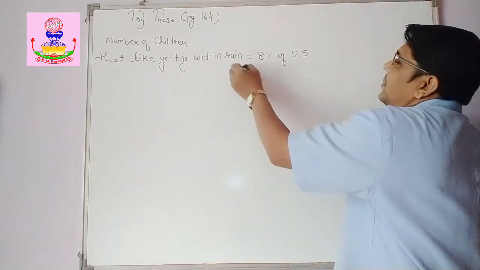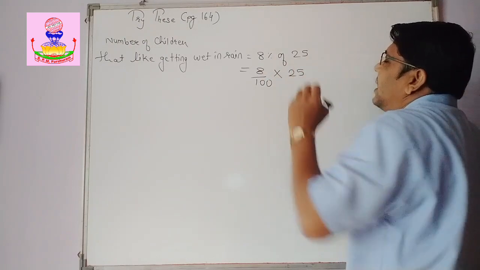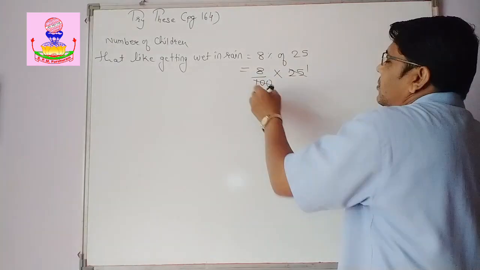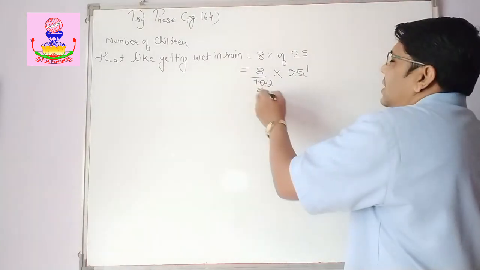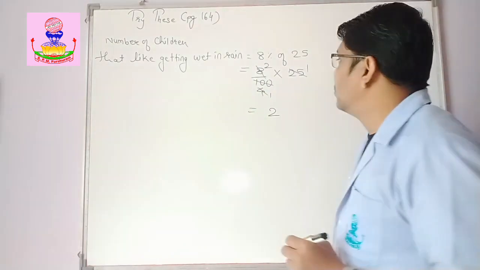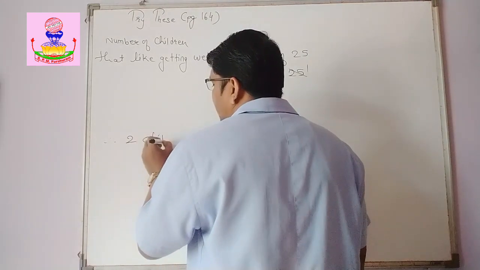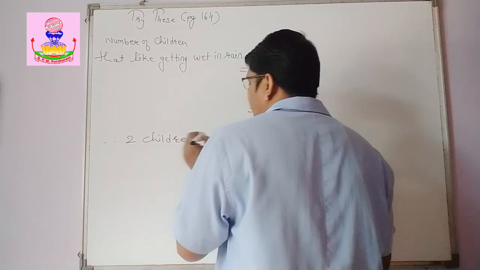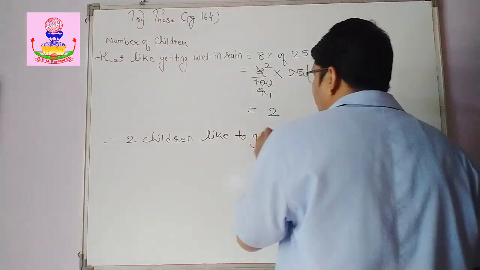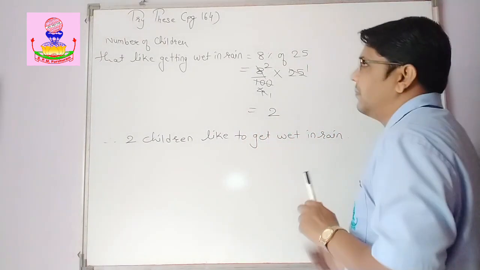So 8% means 8 upon 100. Of means multiplication, multiplied by 25. So 25 1s are 25, 25 4s are 100, 4 1s are 4, 4 2s are 8. So answer is 2. So therefore final statement: 2 children like to get wet in rain.